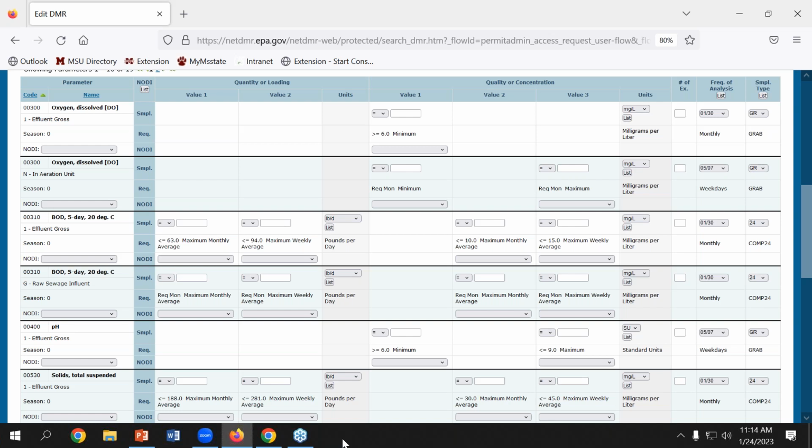If, however, for some reason you collected more than 1 sample that particular month, then you would have to average those, however many samples you collected, to get the max monthly. And assuming you did not collect more than 1 sample in a week, then the highest given sample would be your max weekly. Continuing down, you've got your BOD influent.